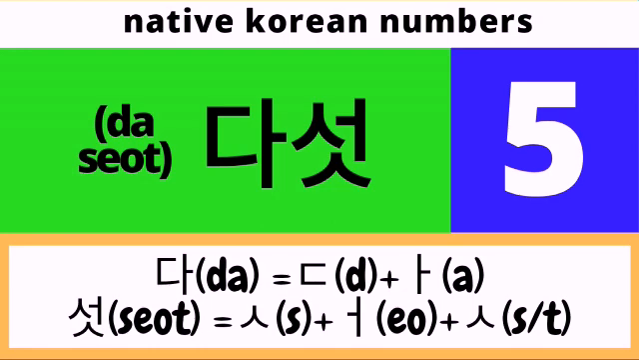How do we spell dasot in Hangul? Let's start with the first syllable. To be able to write the syllable da in Hangul, we need to draw first a dikat character, followed by an a character. For the second syllable sot, we need to draw first a siyot character, followed by an o character, followed by a siyot character.